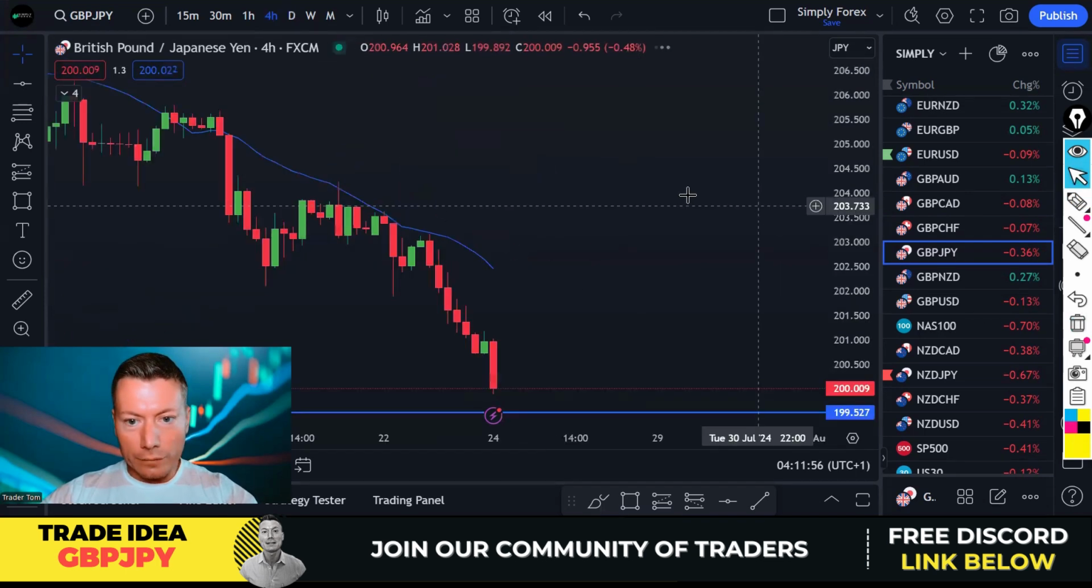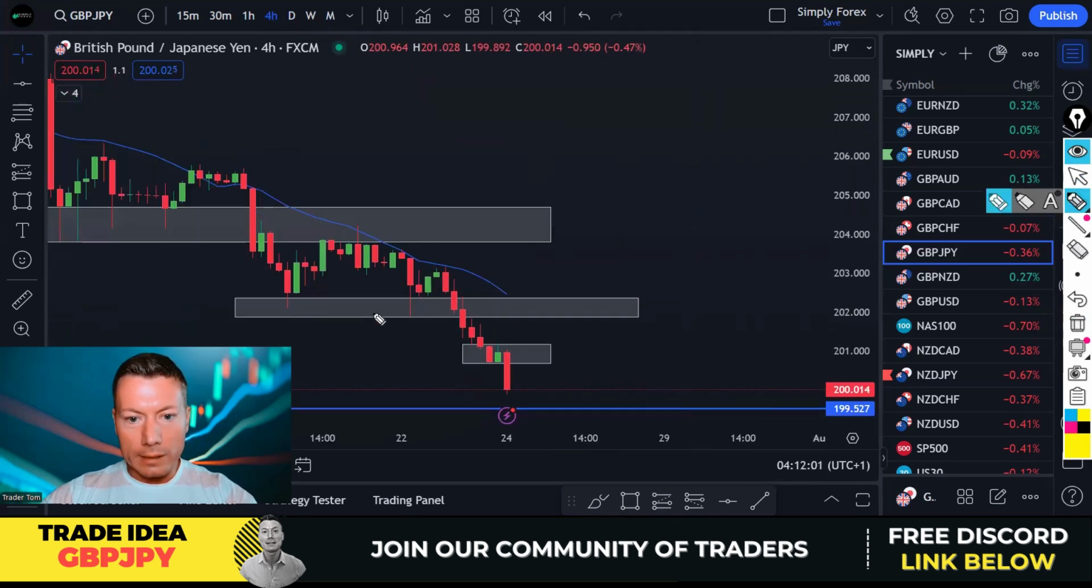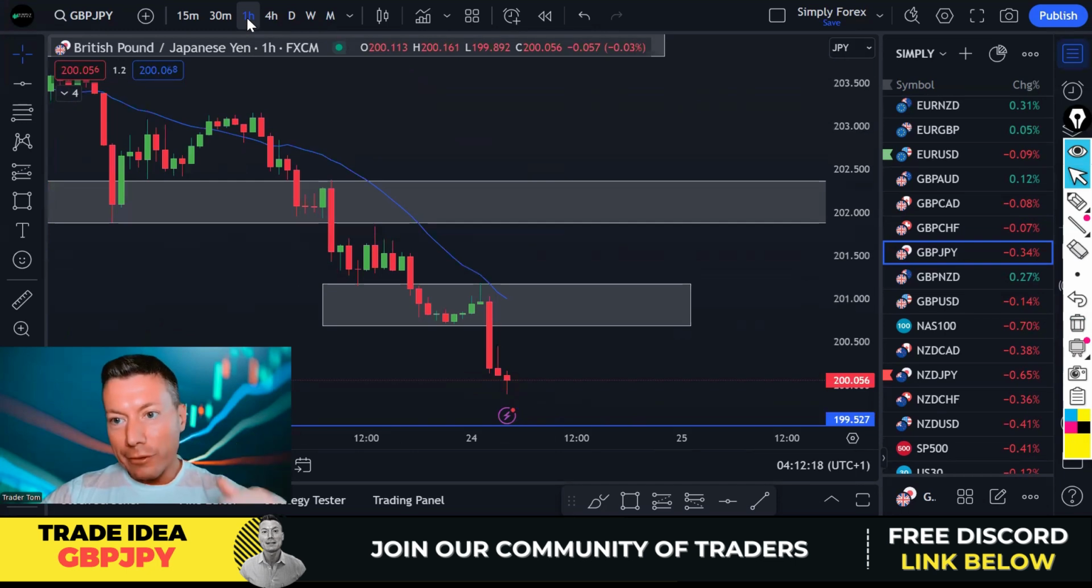If we drop to the H4, again, in an ideal world, I would like a retrace back up to here. Price comes back up to here, moving average 20 catches up, we get a nice bearish reaction, we can take price lower. But again, because it's such a bearish drop that we're experiencing, I will also consider on the H1 a retrace into this zone. Moving average 20 catches up, we get a bearish reaction, and again, we can start selling pound yen.